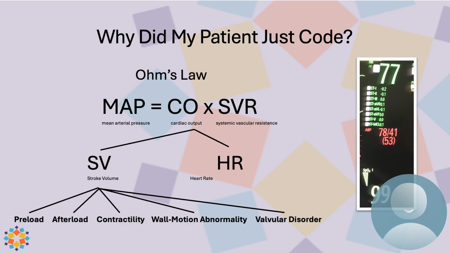There are times when your patient's NPO or may be diuresed. The stroke volume problem is a preload problem. In left bundle branch block, it's a wall motion abnormality. That's why we are putting a BiV pacemaker in. In MR, for example, it's a valvular disorder. Half the cardiac output is going backwards. So you can see every single time where your blood pressure is low, it is either a cardiac output problem or an SVR problem or both.